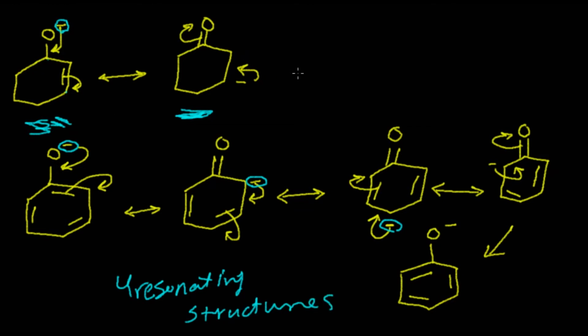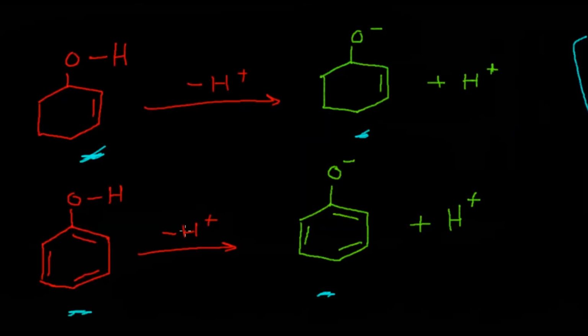But in the first example, we have two resonating structures. And we know that the more resonating structures, the more stable the compound, so it's more acidic. So phenol here is more acidic than this unsaturated alcohol.